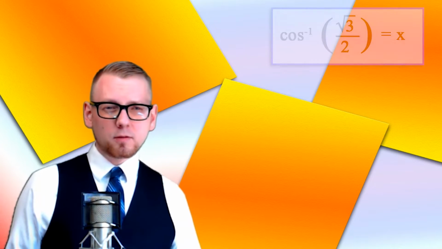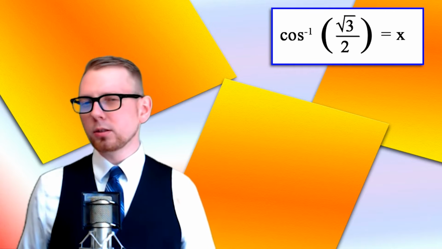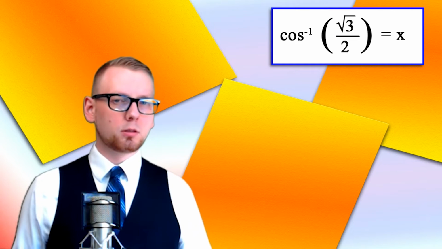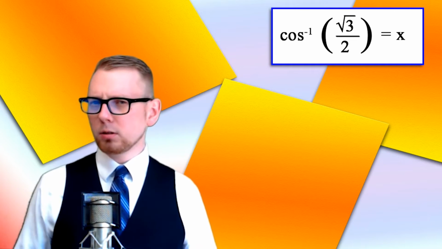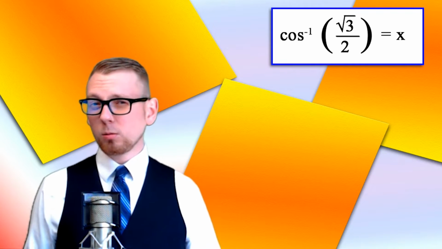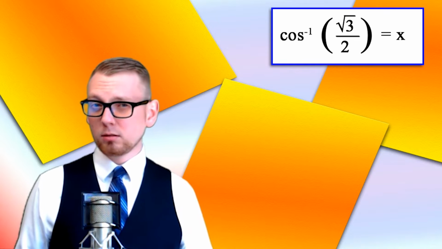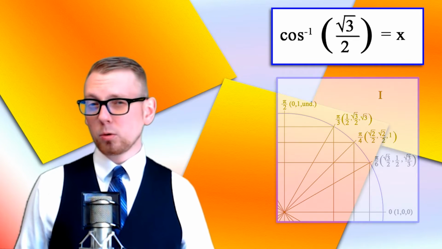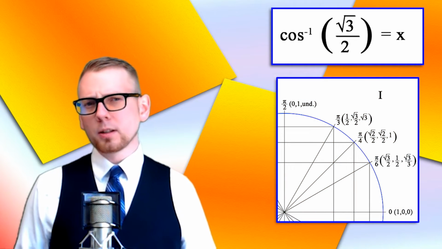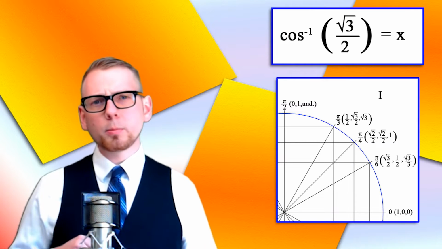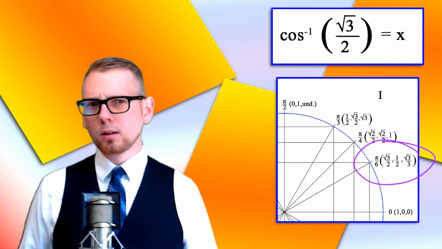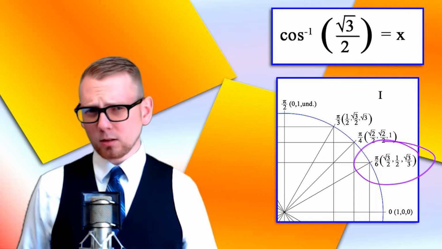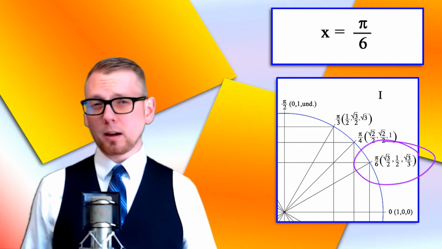Another example would be cosine inverse of root 3 over 2 is equal to x. We need to find out what that is. What does x equal? We can look at our unit circle again, and find out where cosine is equal to root 3 over 2. When we take a look, it would be at pi over 6. So cosine inverse of root 3 over 2 is just pi over 6.